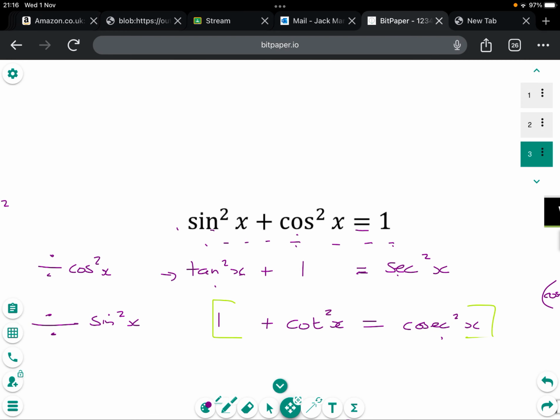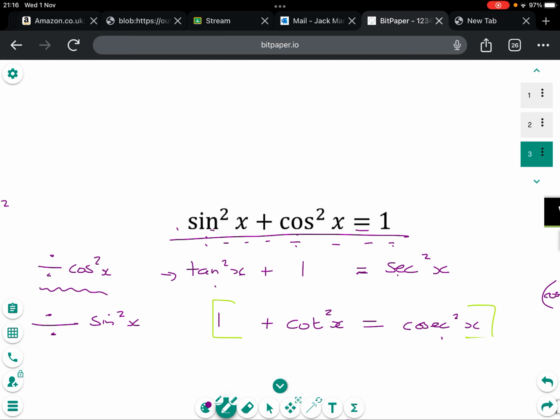Okay, so the final part here is going to be about proving and solving using some new identities. And these identities are all going to derive from the year 12 identity that was so important, sine squared plus cos squared is equal to 1. So if I divide this identity through by cos squared x, I will get the following identity.